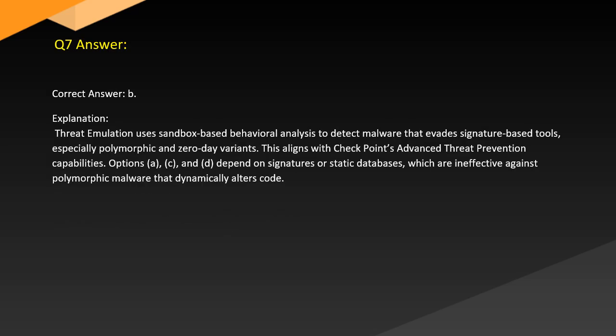Answer. Correct answer: B. Explanation. Threat Emulation uses sandbox-based behavioral analysis to detect malware that evades signature-based tools, especially polymorphic and zero-day variants. This aligns with Check Point's advanced threat prevention capabilities. Options A, C, and D depend on signatures or static databases, which are ineffective against polymorphic malware that dynamically alters code.